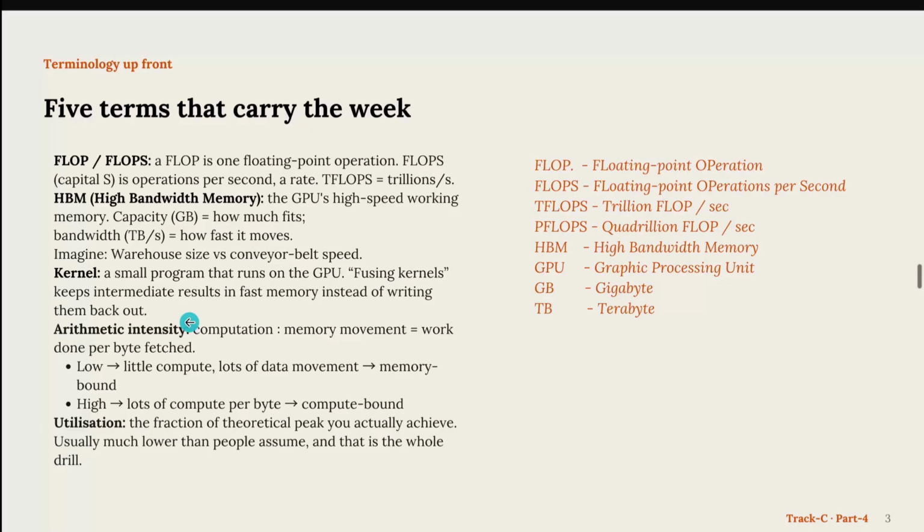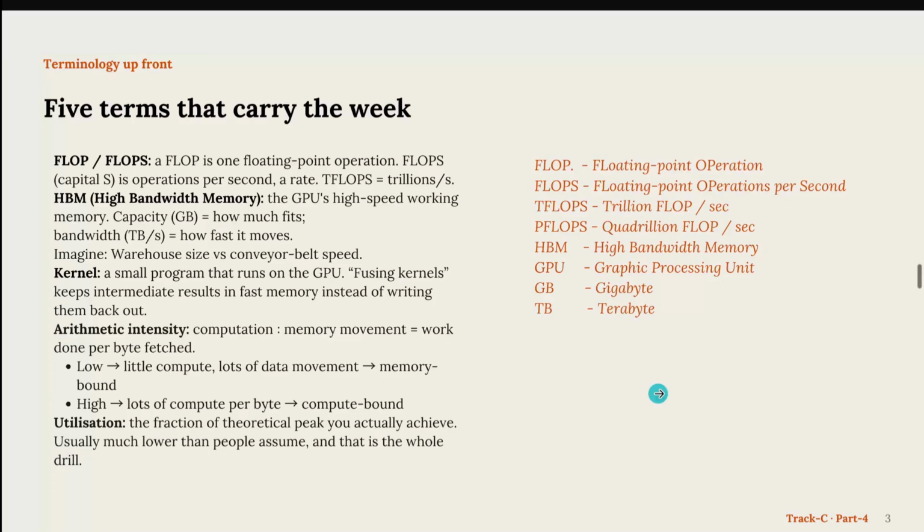One thing we're going to look at is arithmetic intensity. It tells us how much work is being done per byte fetched from the HBM. It could be low if there is little compute and lots of data movement. This is what we discussed: if so much data is being passed on but little compute is happening, it means we are memory bound.